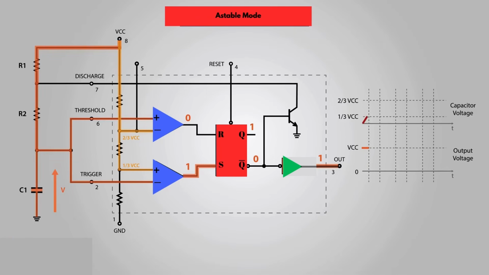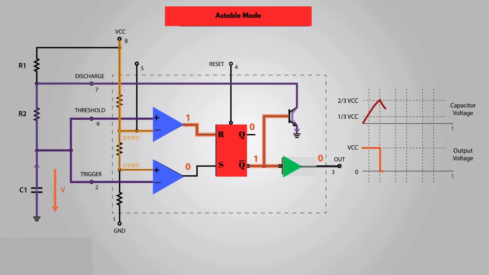Once the voltage across the capacitor reaches 1/3 of the supplied voltage, the trigger comparator will output 0, but at this point that won't make any change as both R and S inputs of the flip-flop are 0. So the voltage across the capacitor will keep rising, and once it reaches 2/3 of the supplied voltage, the threshold comparator will output 1 to the R input of the flip-flop. This will activate the discharge transistor. Now the capacitor will start discharging through the resistor R2 and the discharging transistor. At this time, the output of the 555 timer is low.